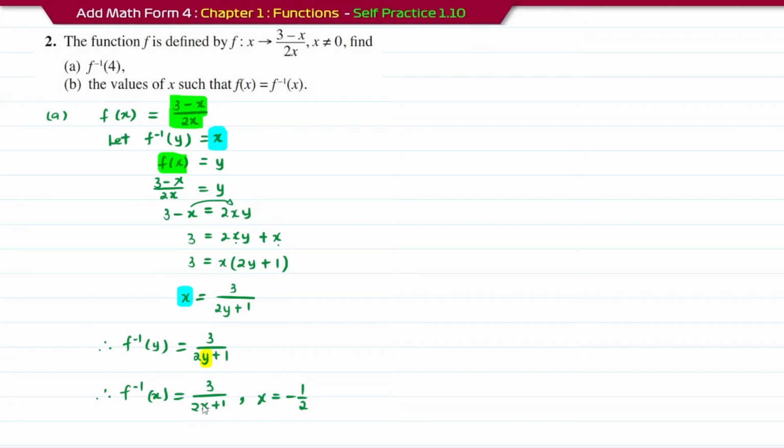In this case, our x cannot be negative 1 over 2. If x here is negative 1 over 2, when you multiply it with 2, it will give you the answer of negative 1. Then when you plus 1, it will be equal to 0. So now we already have the inverse of f.